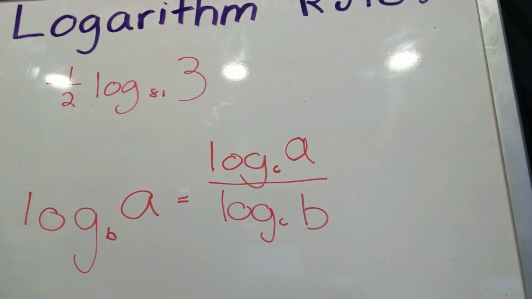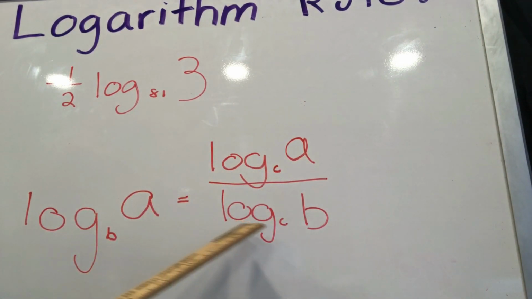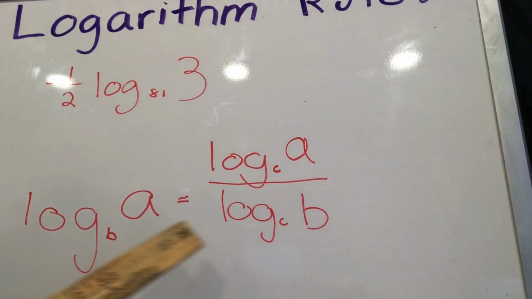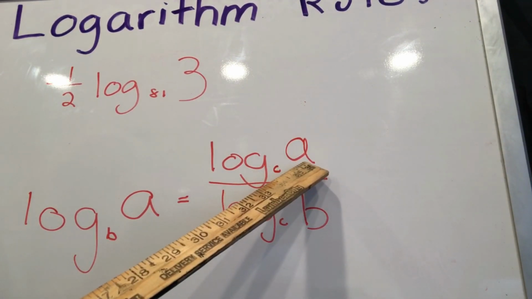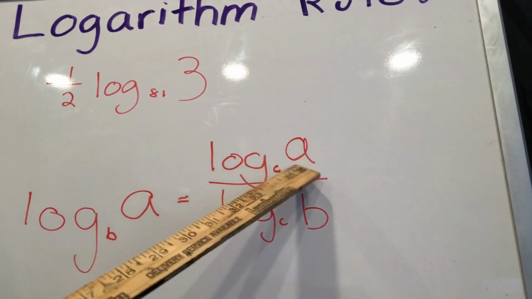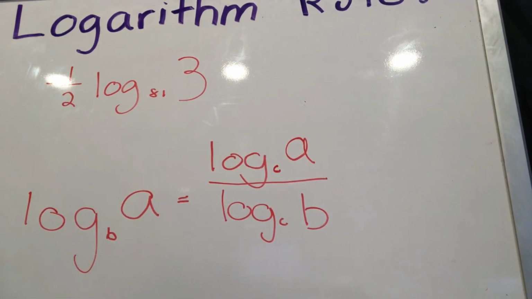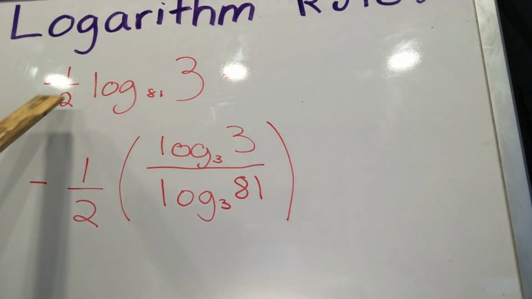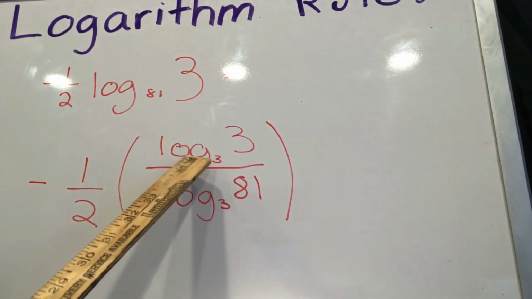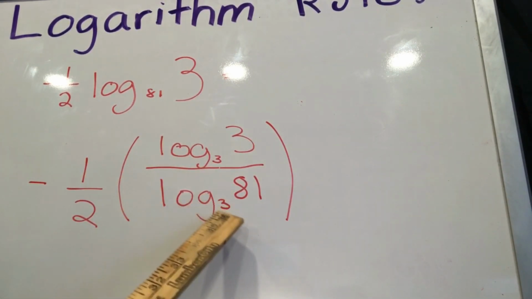Our next logarithm rule, which will help us simplify this expression further, is log base b of a equals log base c of a over log base c of b, where c is anything as long as it's positive. Why does c have to be positive? Well, this is called the base of a logarithm, and this is called the argument of a logarithm. Both the base and the argument must be positive, or the logarithm is not defined. We can employ this rule to get that log base 81 of 3 is the same as log base 3 of 3 over log base 3 of 81.